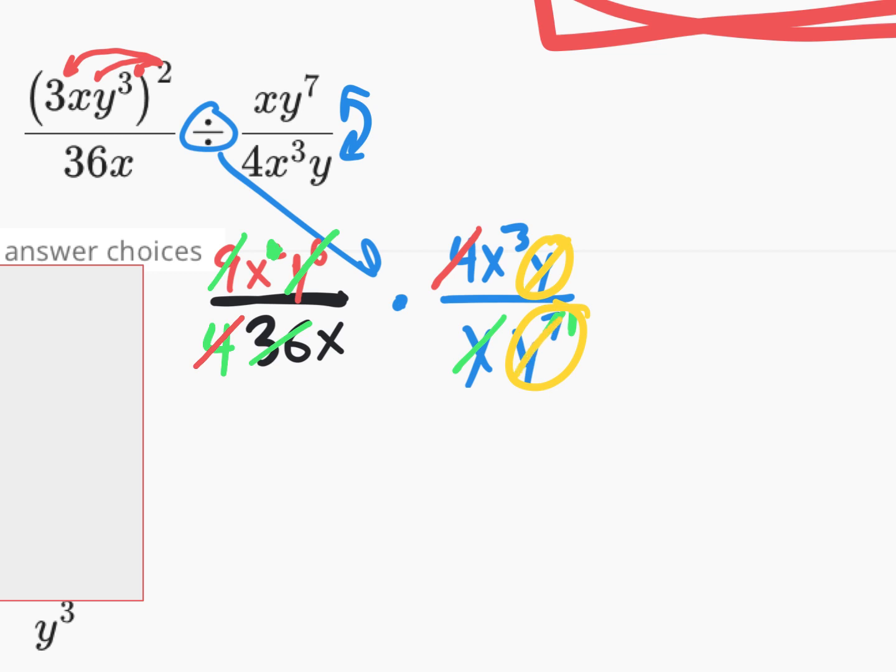Those disappear as well. And we could also cancel this x left over up here with that x left over down there. That disappears as well. So what's the only thing left? x to the third power. And that is your answer, x to the third power.